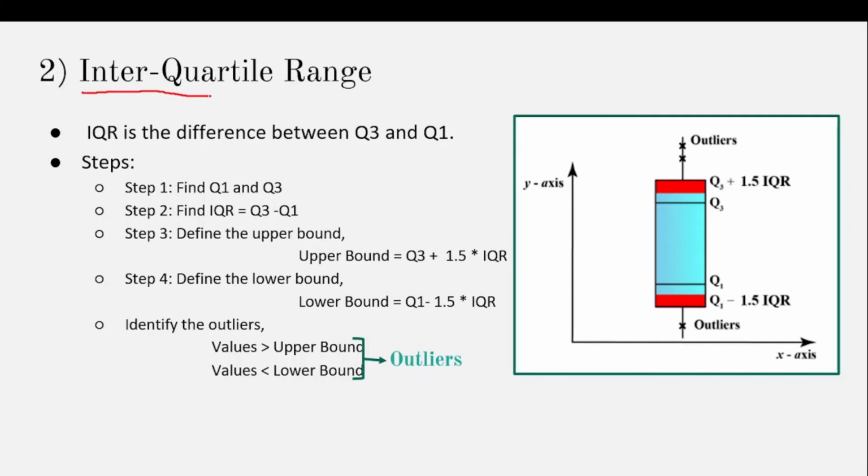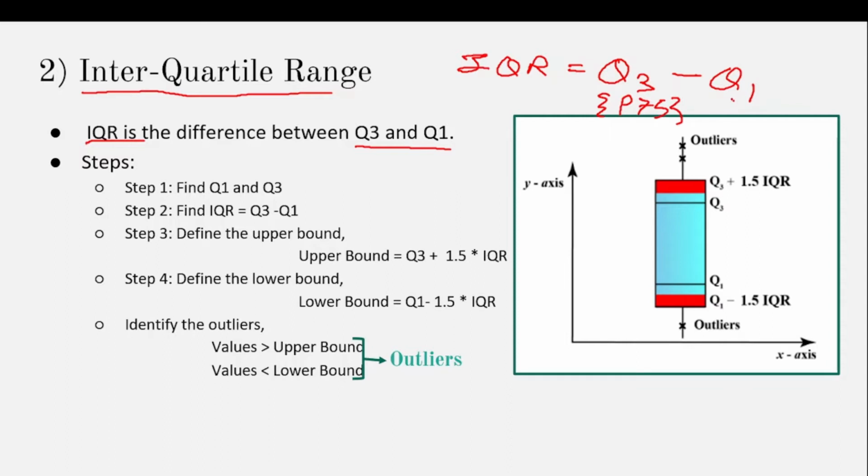We have studied the interquartile range under the measures of variability. So as we studied, IQR is a difference between the third quartile and the first quartile. So IQR is equal to Q3 minus Q1. We can say that Q3 is 75th percentile point and Q1 is 25th percentile point. Now let us see how we can use the interquartile range to detect the outliers.